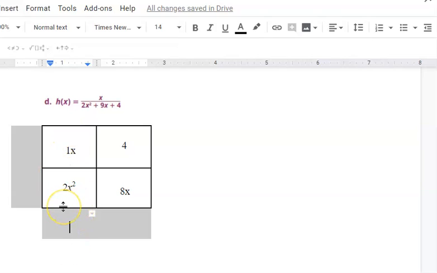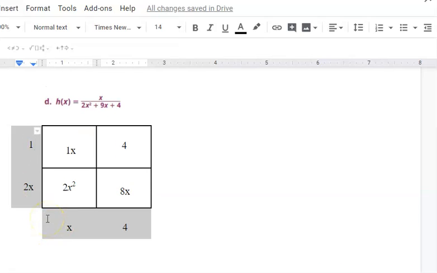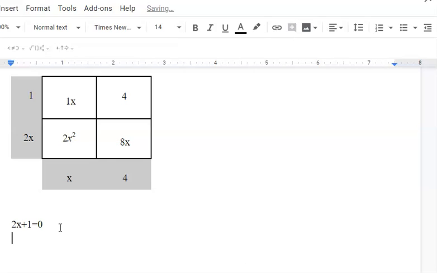The left column, those two have a common factor of x. The right column have a common factor of 4. The bottom row has a common factor of 2x. And the top row has a common factor of 1. So my two factors are 2x plus 1 and x plus 4. So set each one equal to 0. 2x plus 1 equals 0. 2x equals negative 1. X equals negative 1/2.